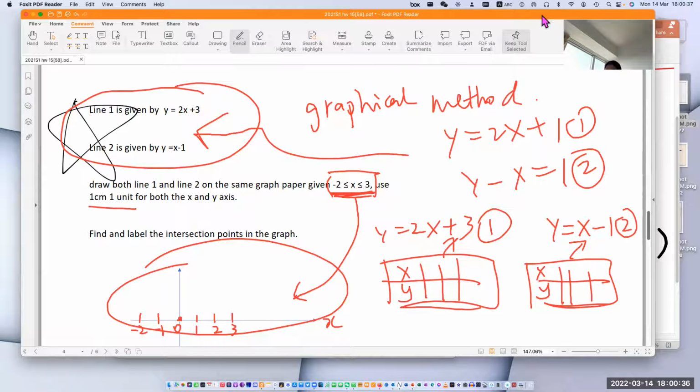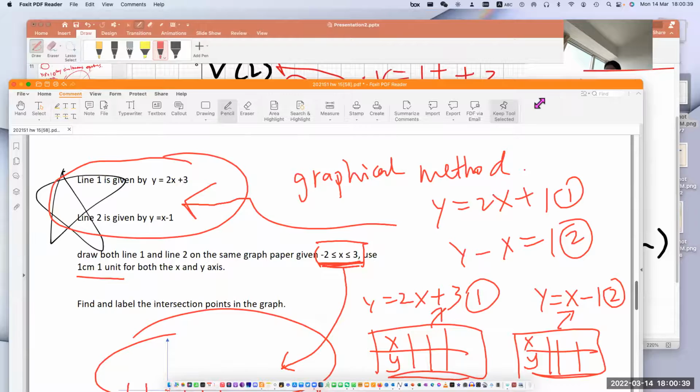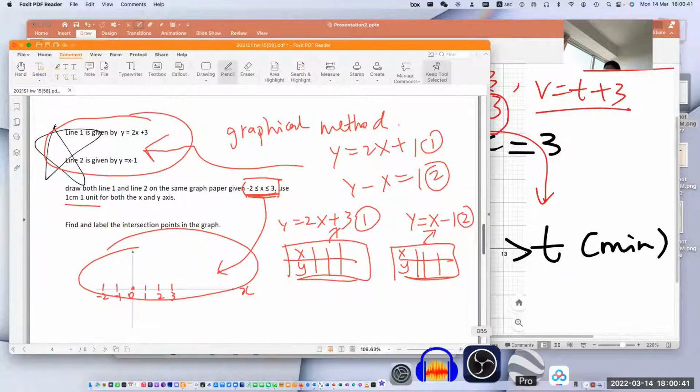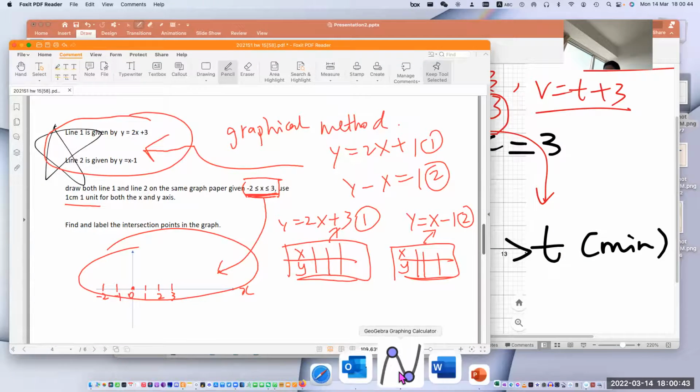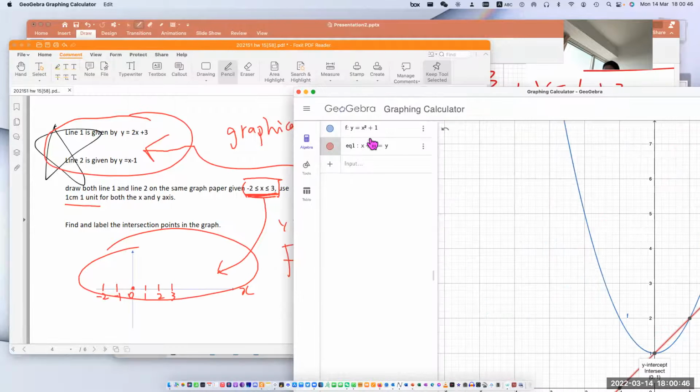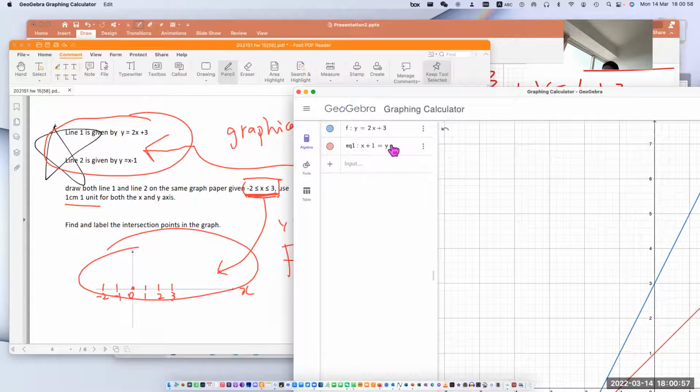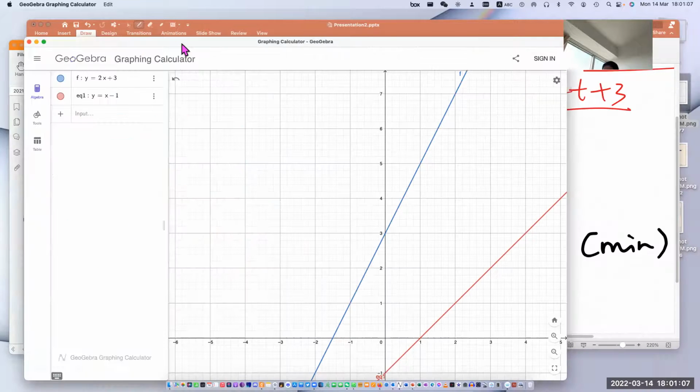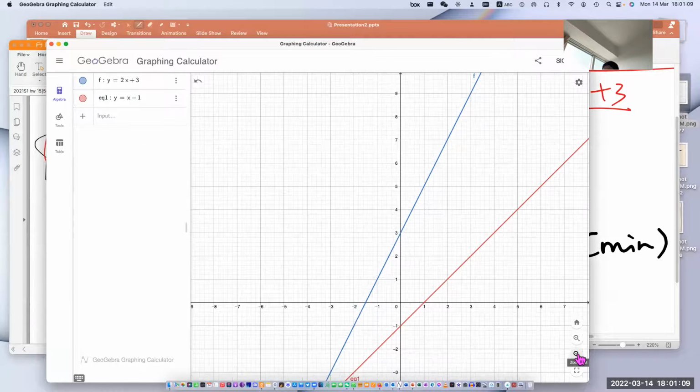So I'm not going to demonstrate to you, but I can use the app GeoGebra to quickly show you the answers. All you need to do is you key in y equals to 2x plus 3. So 2x plus 3. Okay. Then the other one is y equals to x minus 1. Okay. Let's see. Zoom in a little bit.